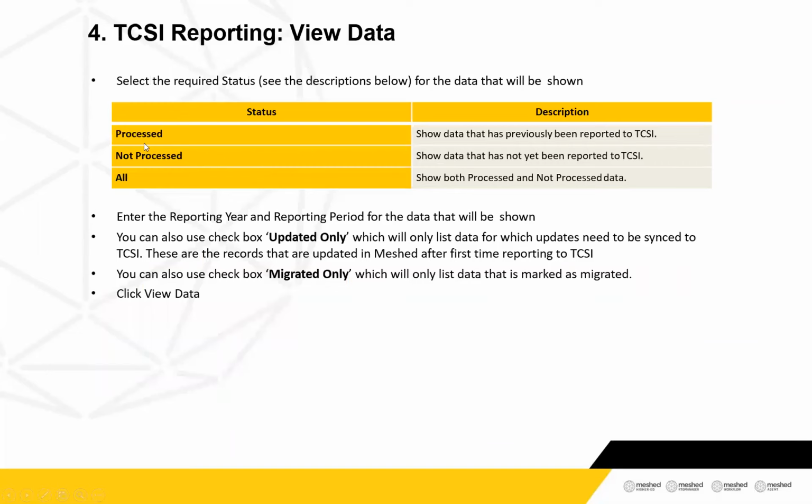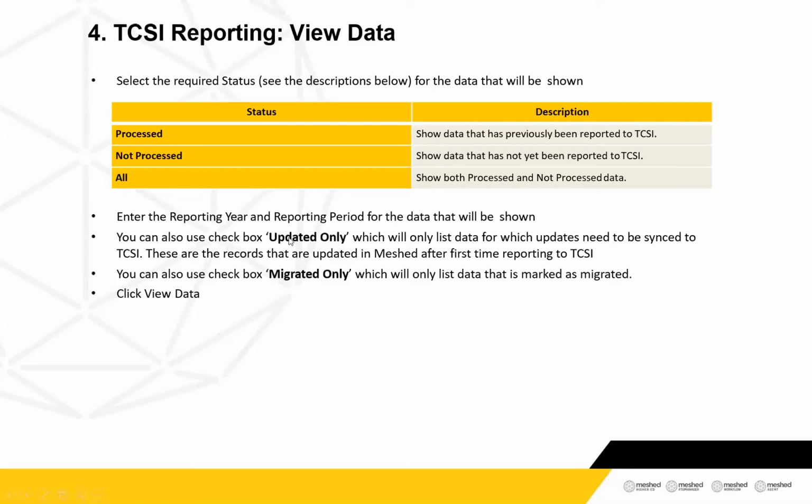Now the next filter is status. There are three types of status in the system: processed, not processed, and all. Processed means records that are already reported to TCSI. Not processed are the records which are not reported to TCSI and are yet to be reported. All will give you all the data. Now recently we have also added two more checkboxes, that is updated only and migrated only.